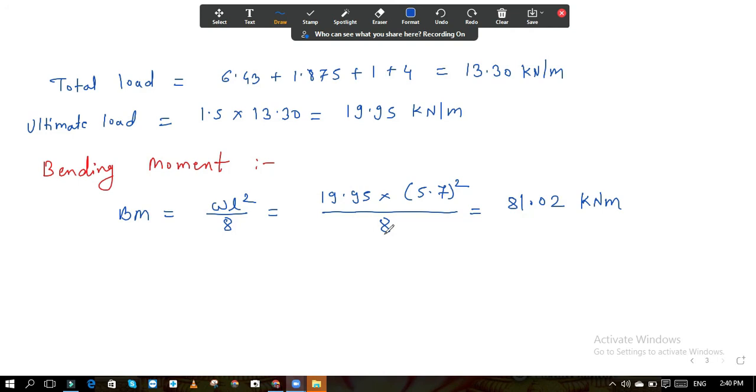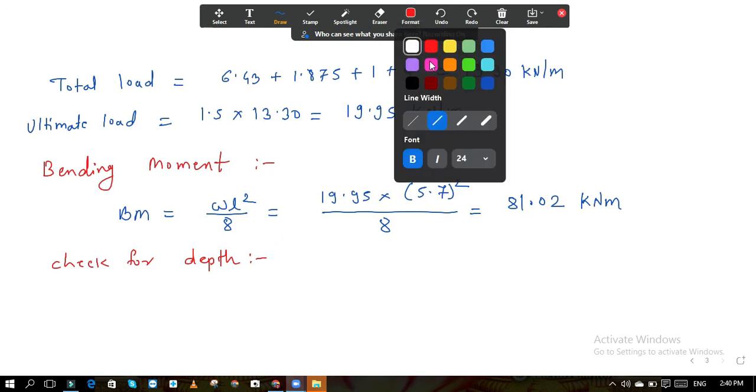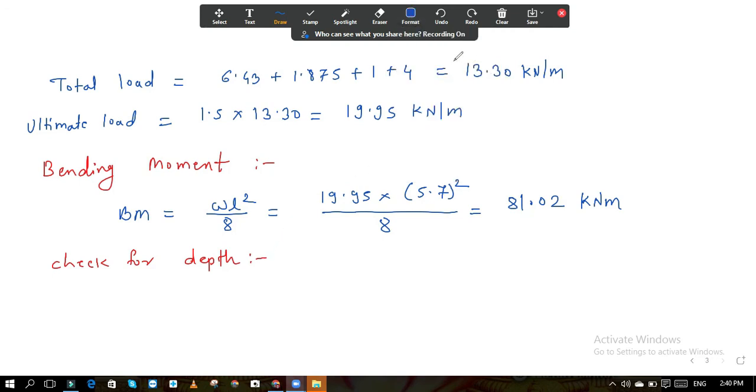Okay. Now once you calculate the bending moment, the next is the check for depth. Whatever depth we have provided, is it sufficient or not? That we are going to check. So how we are going to check that? We will equate bending moment to moment of resistance.